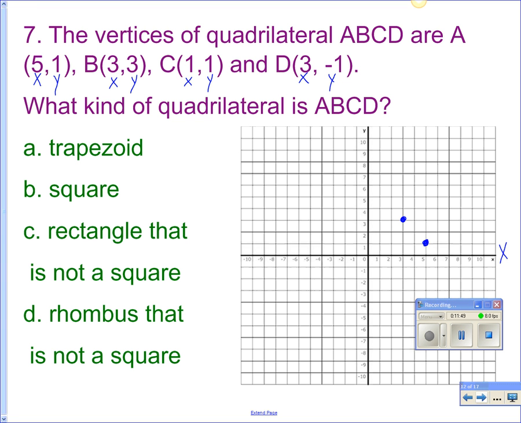You know better. Then I've got 1, 1. So over 1 and up 1. And then 3, negative 1. So I'm going to go to 3 on the X. But then I have to go negative 1, which is down. Okay. All right, let's connect these.